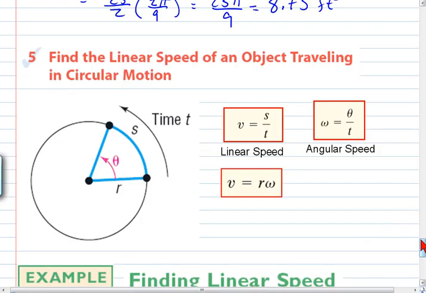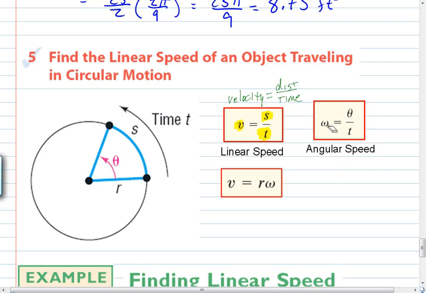Number 5, finding the linear speed of an object traveling in circular motion. Speed is the distance you cover over a given amount of time, right? So S is our arc length, T is our time, V is velocity, which we call speed. So velocity is equal to distance divided by time. This is the linear speed. It's how fast, if you're an object on the outside of this circle, it's how fast that object is traveling. So that's linear speed. Angular speed is how fast you're rotating. It's how fast the angle inside is changing.